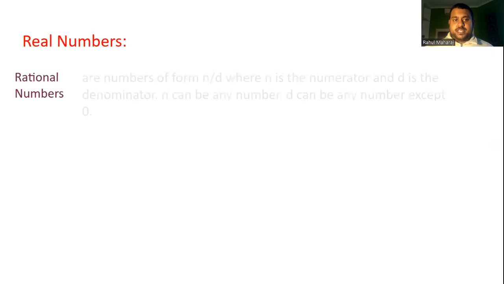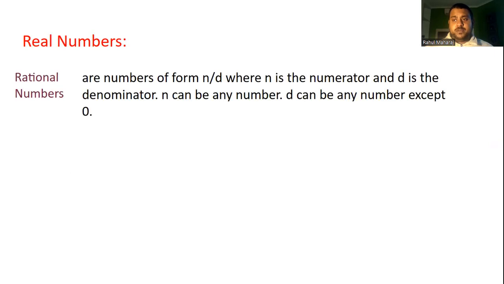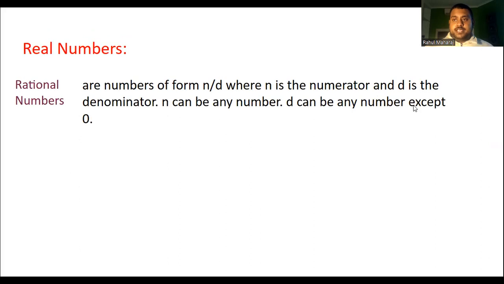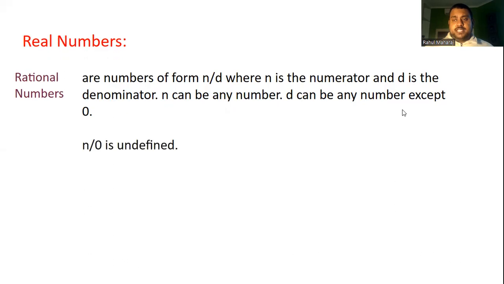Rational numbers, they are numbers that can be written in the form n over d, where n represents the numerator and d represents the denominator. N can be any number or any integer, but d cannot just be any number. It cannot be zero. And the reason for this is because anything divided by zero is undefined.